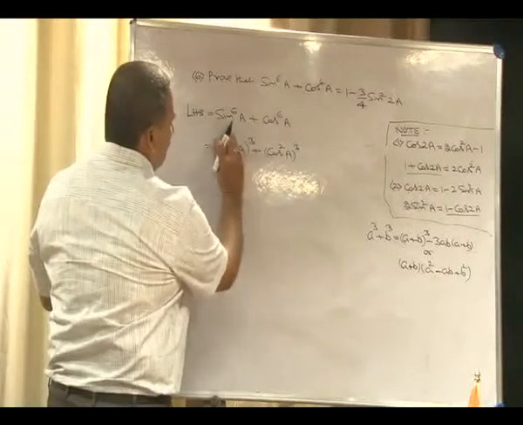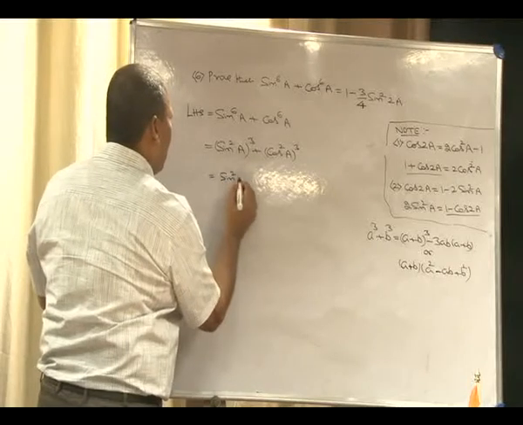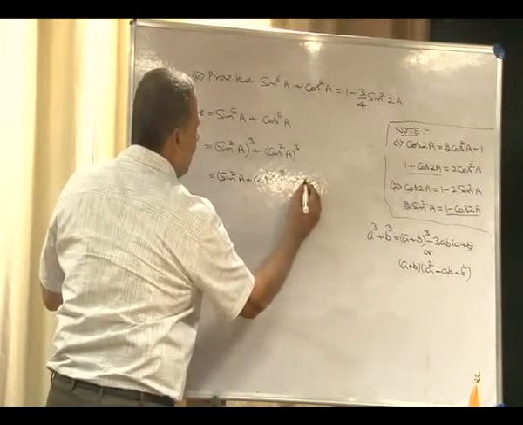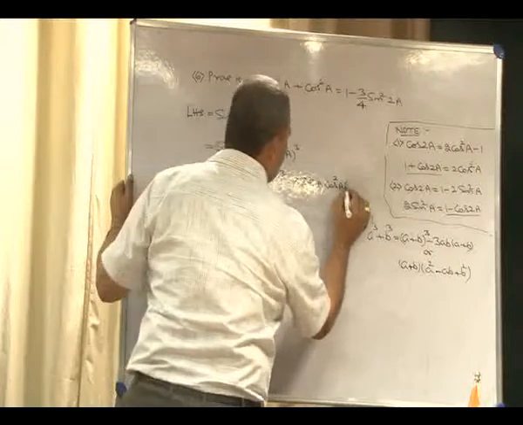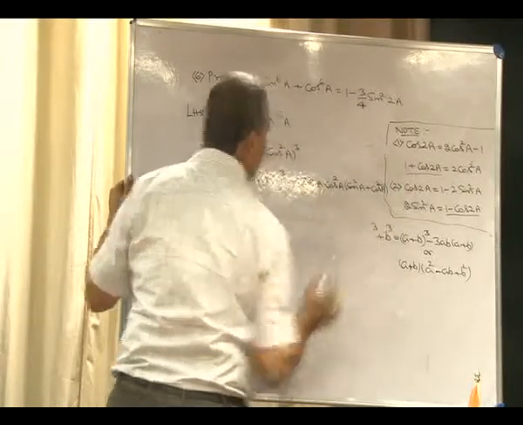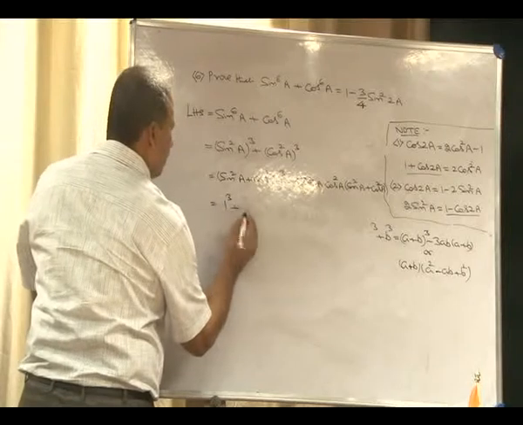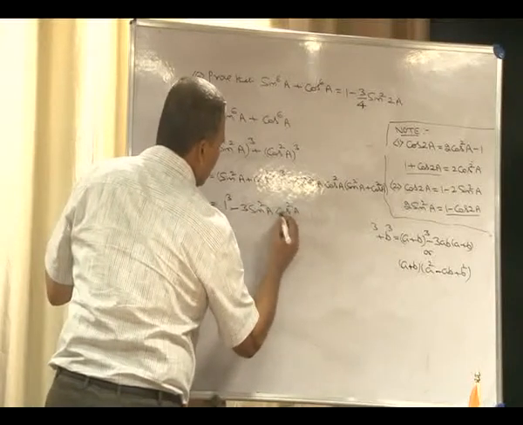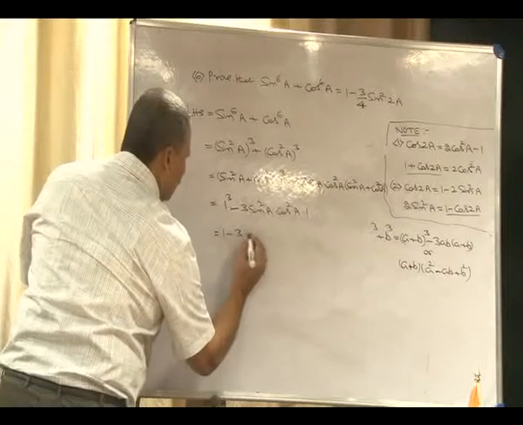Here, this one is in the form of a cube plus b cube. A cube plus b cube is a plus b the whole cube, meaning sin square A plus cos square A the whole cube, minus 3ab, that is 3 sin square A cos square A into sin square A plus cos square A. The value of sin square A plus cos square A is 1, so that is 1 cube minus 3 sin square A cos square A into 1. 1 cube is 1, minus 3 sin square A cos square A.